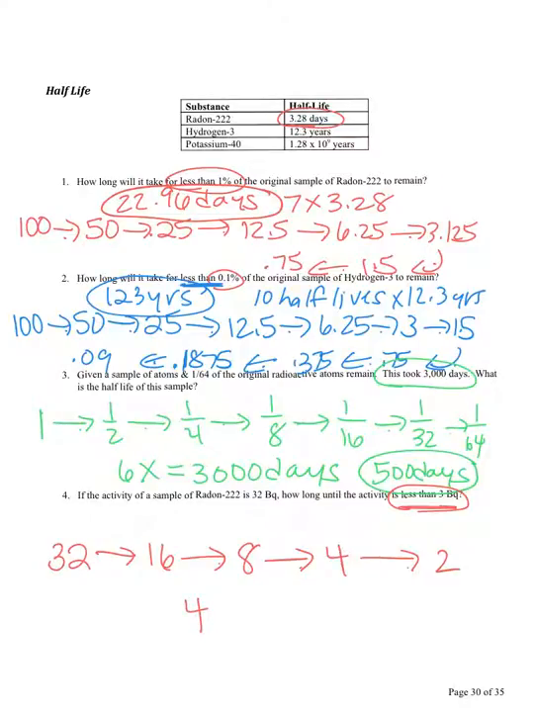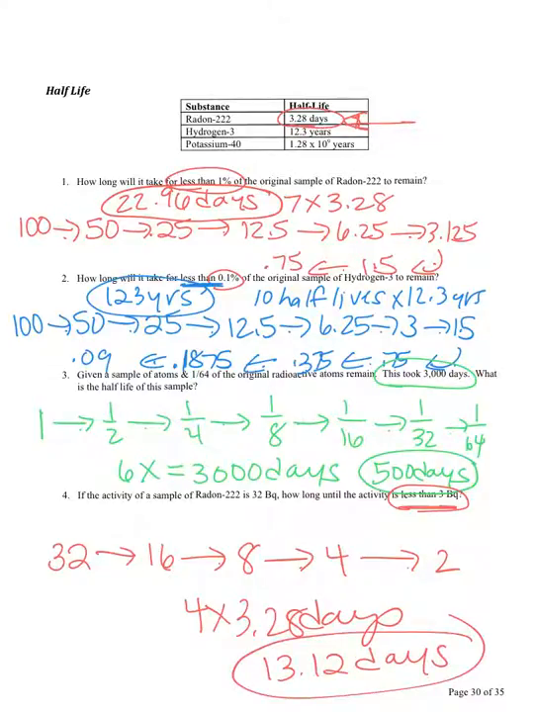4 half-lives. The half-life again up here of radon is 3.28 days. So when I take 3.28 times 4, I'm going to get 13.12 days. And again, you might say, well, that's way less than 3, so maybe I could argue it would be like 12 days. That would be fine.